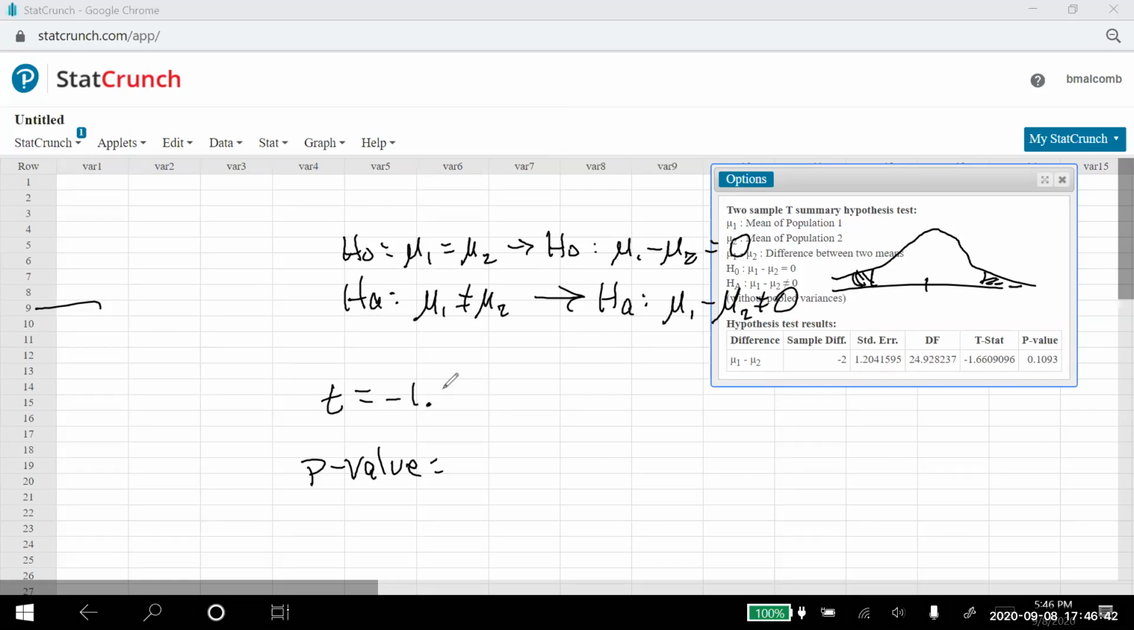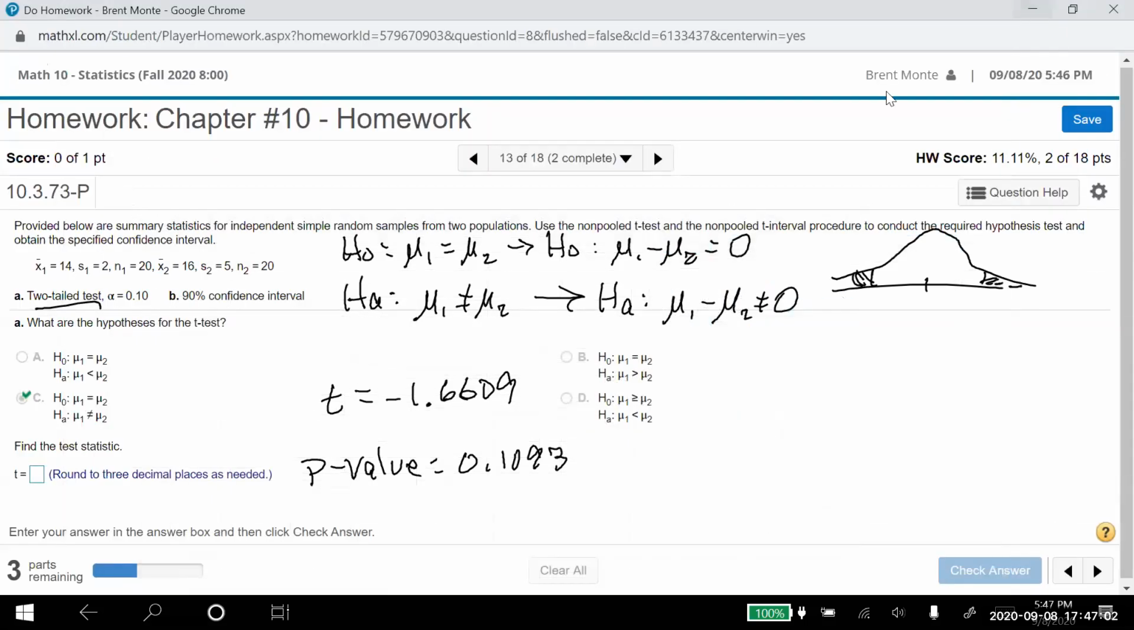All right, I'm going an extra decimal place just in case. Negative 1.6609. And the p-value, 0.1093. All right, perfect. Now we can go back. Rounding to 3 decimal places, negative 1.661.